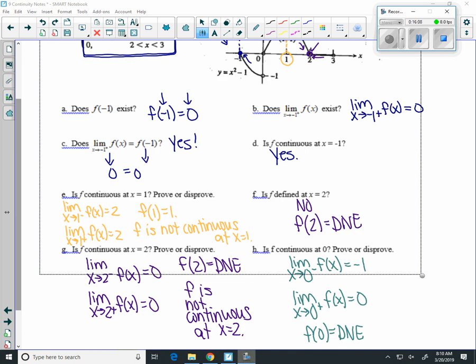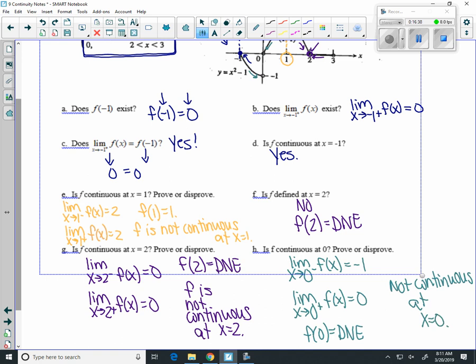Okay, hopefully you paused and got that bit done. This one's really interesting. There's no filled in circle anywhere, so f of 0 does not exist. From the left, our limit's -1. From the right, our limit's 0. So here, of course, this is not continuous. Nothing matches at x equals 0.